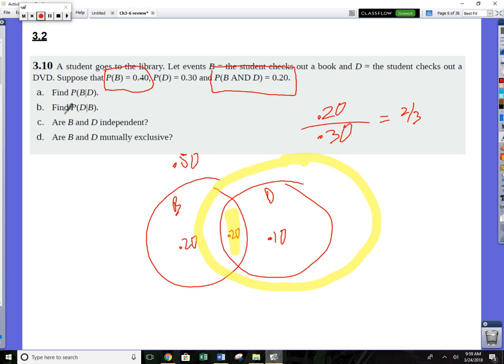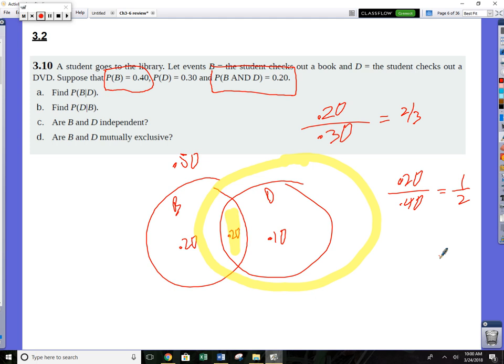B, what are the chances that they have checked out a DVD given that they live in the book world? So now you're just looking at the book world, which is right here, and looks like there's 40% of the kids living there. So what are the chances of those 40% that they checked out a DVD? These guys right here. So it is 0.20 out of 0.40. That's going to give us 1/2, so 50%.